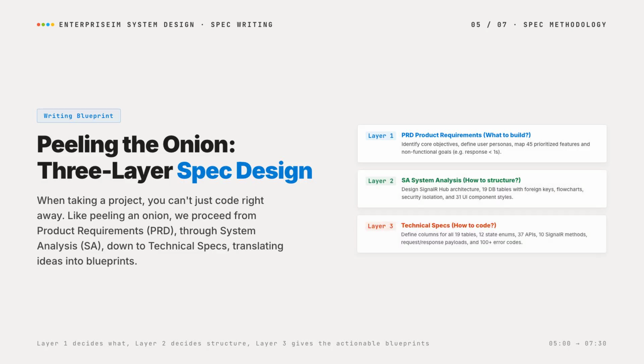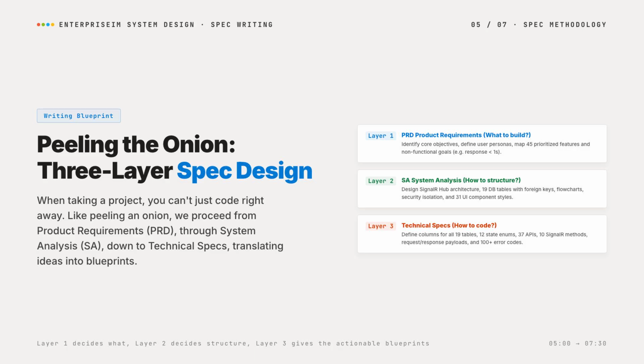How on earth was such a complex system analyzed and designed in the first place? If you receive a request saying we need to build an enterprise instant messaging system, you cannot just start coding right away. You will definitely be asked, where is the specification? So how do you write a specification?